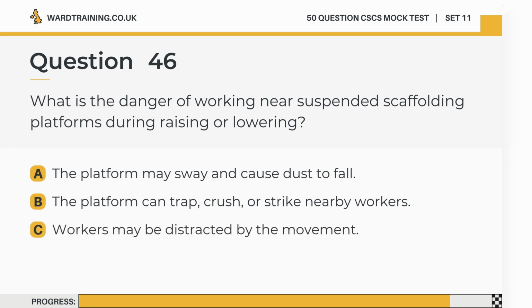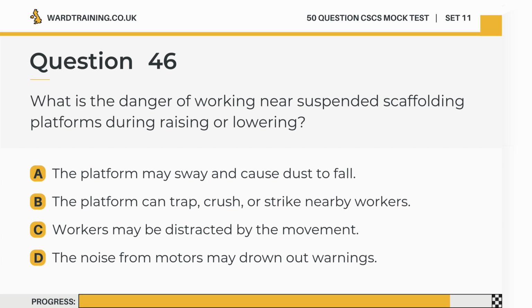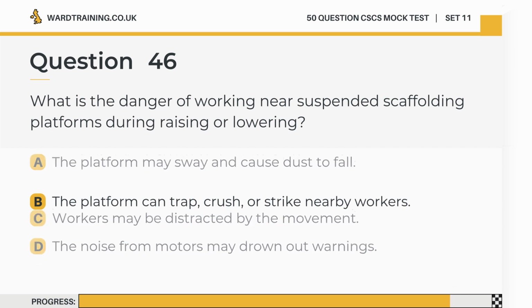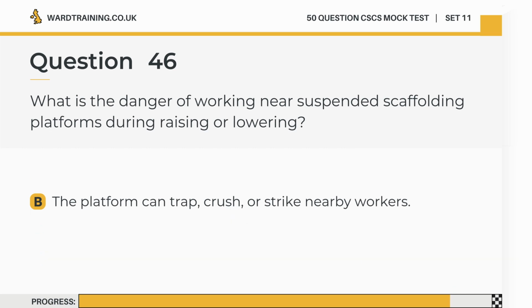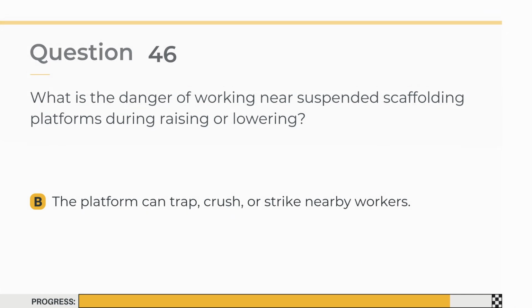C. Workers may be distracted by the movement. D. The noise from motors may drown out warnings. The correct answer is B. The platform can trap, crush, or strike nearby workers.